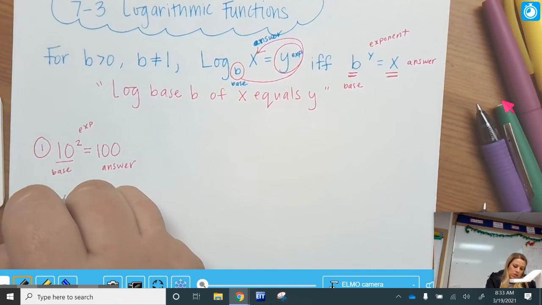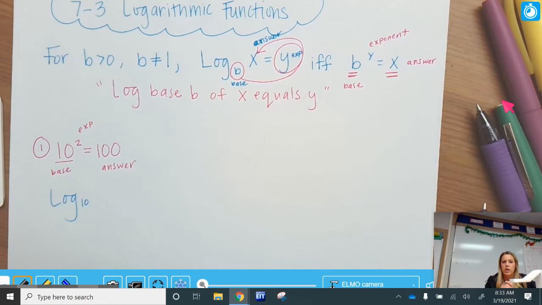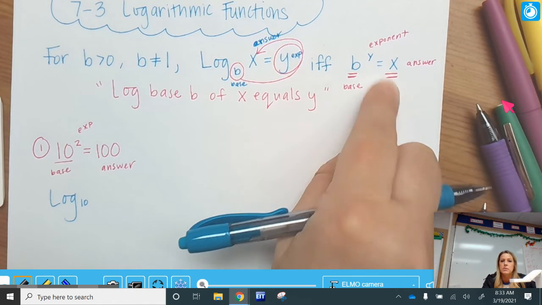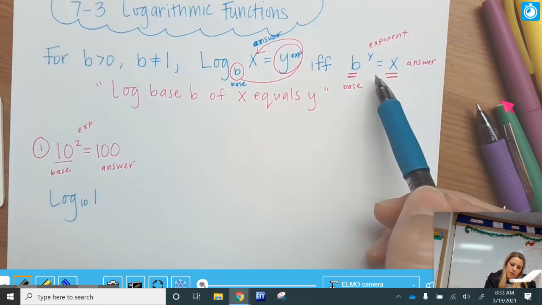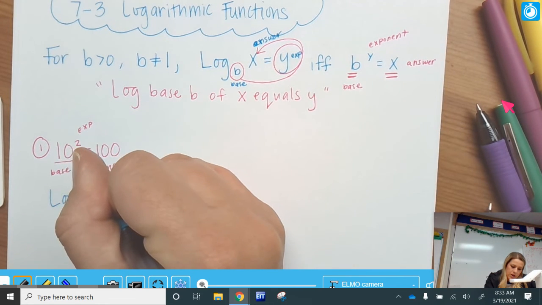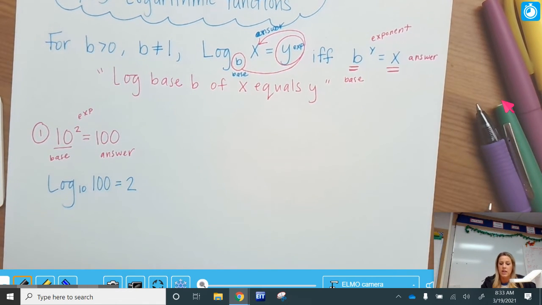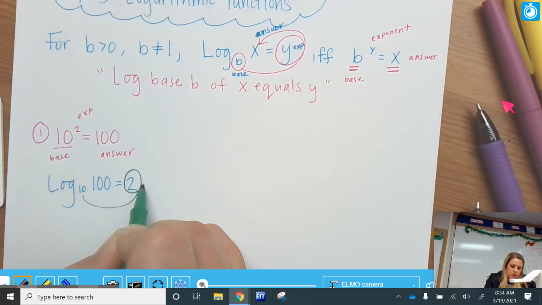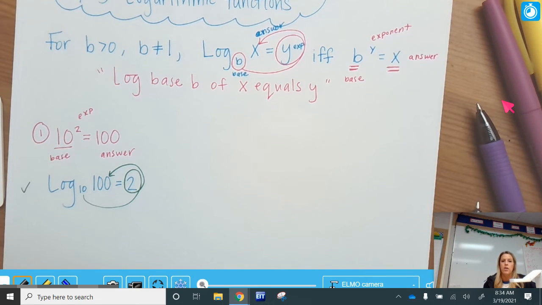So if I'm going to change this to log form, it's going to be log base 10, and the 10 is smaller, the base is smaller. And then my exponent is actually my answer, so I'm going to do log base 10 of 100 equals 2. The way that I check this is going backwards: did I convert this correctly? 10 to the second power equals 100, and that's what I have up here. So I just do a quick check, and now I know I'm right.